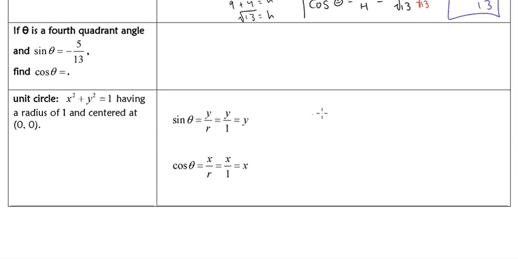All right. If theta is a fourth quadrant angle and sine of theta equals negative 5/13, find cosine of theta. And I think this is a really good one: pause the video, sketch this out, see if you can figure out what cosine would be. Just kind of work your way backwards from what we've done in the other problems. And I think that will really help you get a good conceptual understanding of what's going on here. So pause the video, sketch the problem, and see what you can come up with.